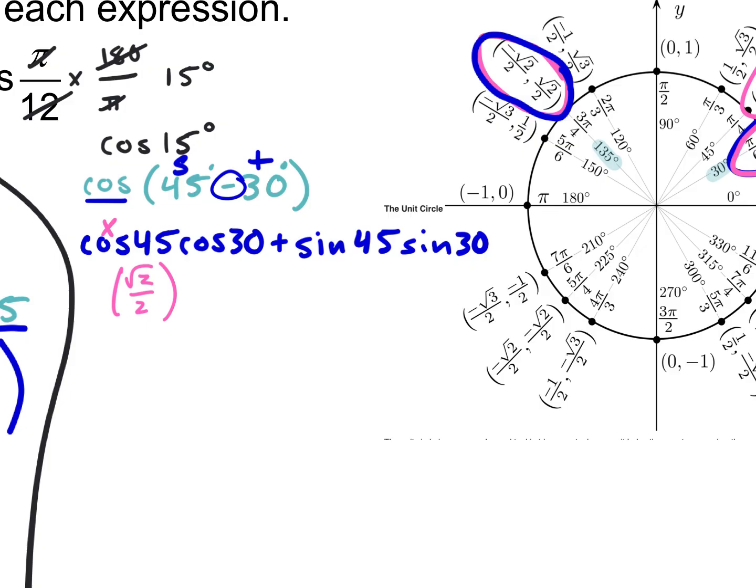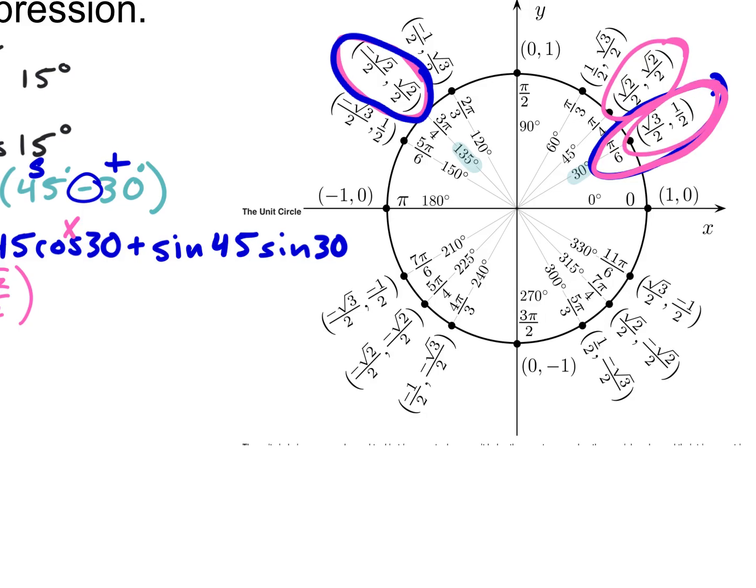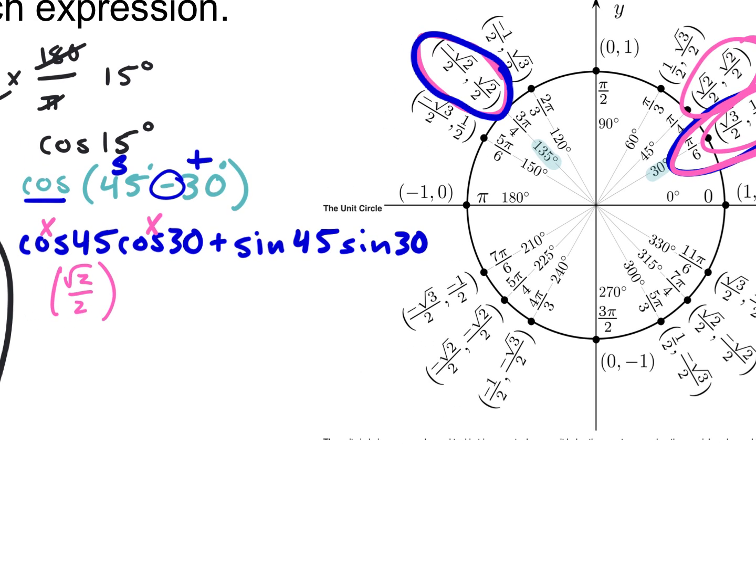Then we have cosine of 30. Again, cosine tells us we look at the x value. What's our x value at 30 degrees? Square root 3 over 2.